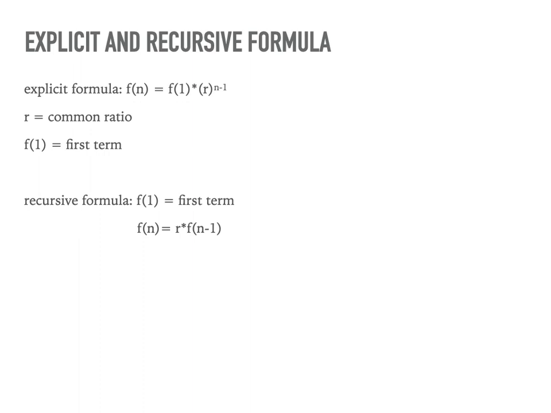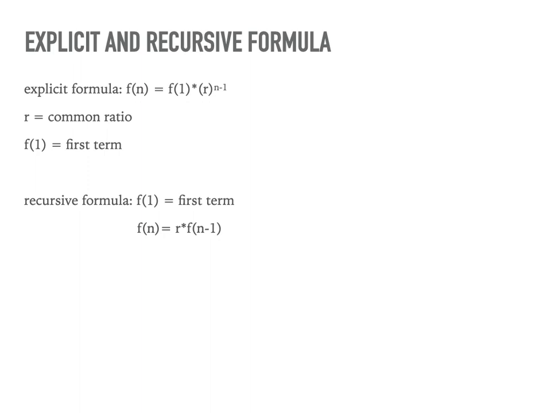The second one is the recursive formula. The recursive formula is usually used when you're trying to find a number before a term or after a term. The recursive formula is f of 1 equals first term and f of n equals r, which is the common ratio, times f of n minus 1.